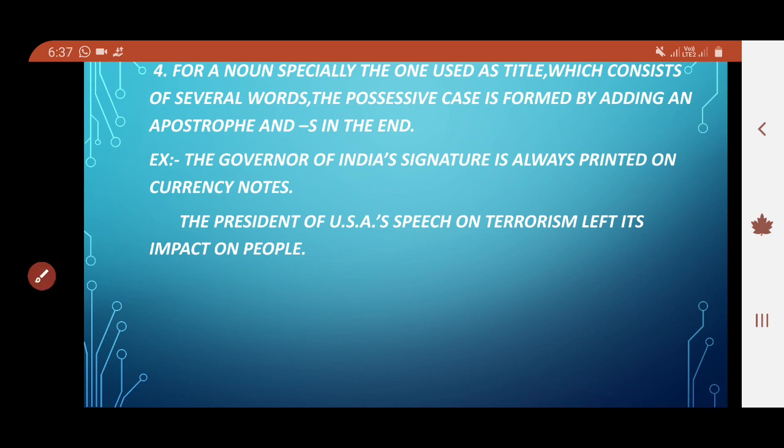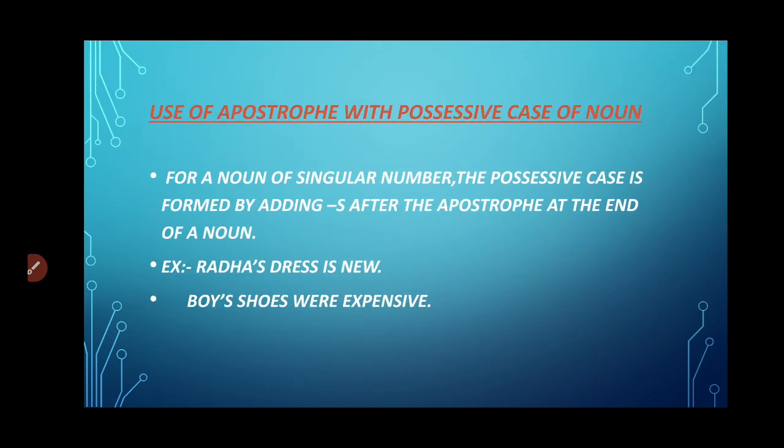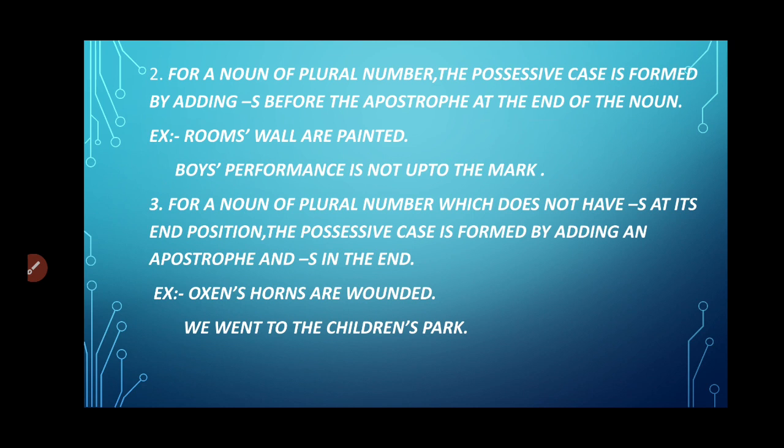Okay, so I hope you are clear with these 4 rules. The first one is for a noun of singular number. The possessive case can be formed by adding apostrophe s at the end of the noun. Next, for a noun of plural number, the possessive case is formed by adding s before the apostrophe at the end of the noun. Again, in case of a plural noun where we do not use s at the end of the noun, what will happen? The possessive case can be formed by adding an apostrophe and after that an s in the end.